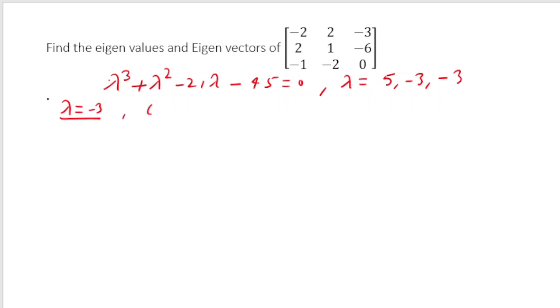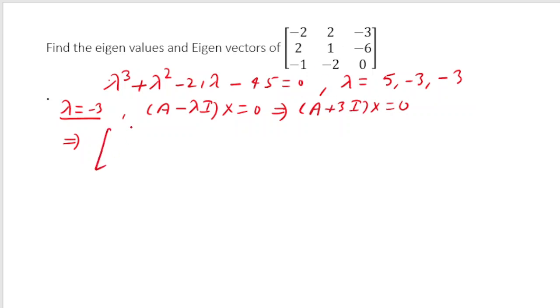So how do you calculate the eigenvector? You take A minus lambda I. So A minus lambda I x is equal to 0. In this case lambda is minus 3, so I will get A plus 3I x is equal to 0. So basically what I am going to do, I am going to add 3 along the main diagonal of this matrix.